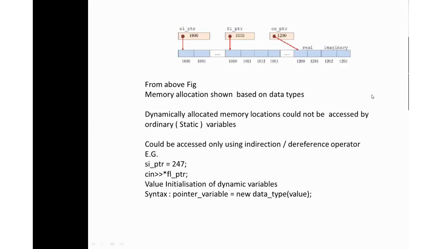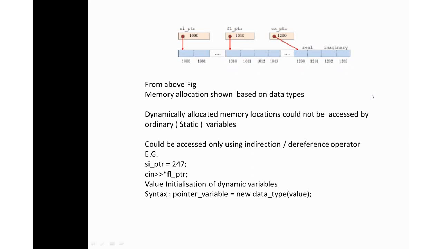To access the values and the address of these, it could be done only with the help of particular operators. To access the values present inside that variable, you can use only your indirection operator or your dereference operator. The indirection or dereference operator is your star operator.